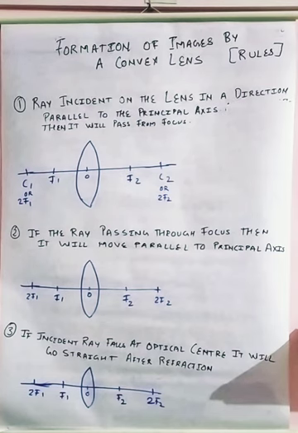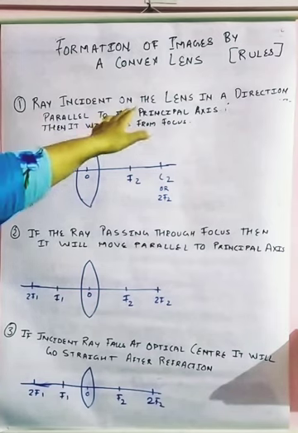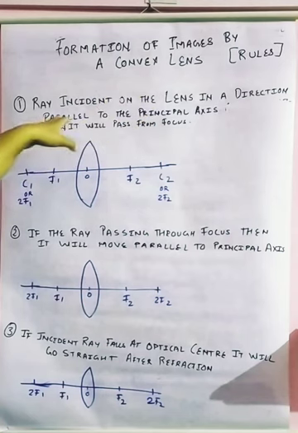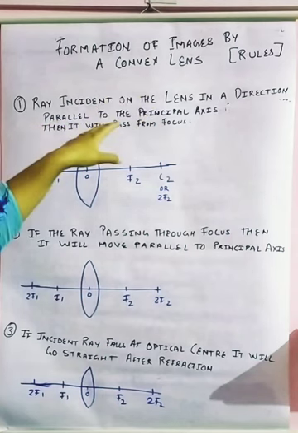Okay, so now we are going to discuss the formation of images by a convex lens. As we have seen before, there are certain rules which we have to follow to obtain an image by a lens or a mirror. So here we are going to talk about the first case. If the incident ray on the lens is parallel to the principal axis, it will pass through the focus.